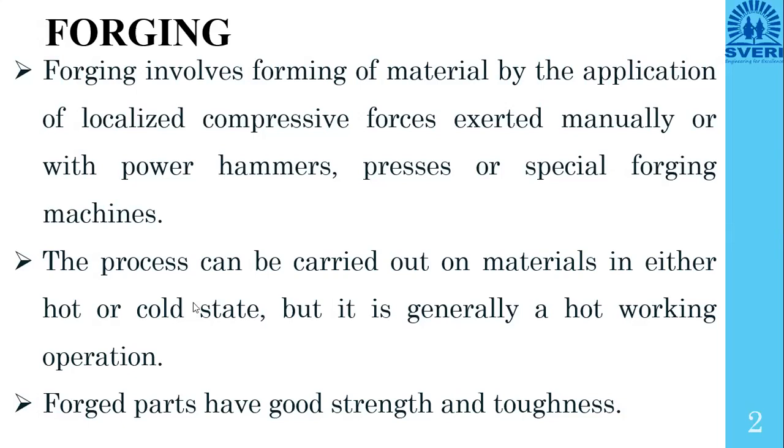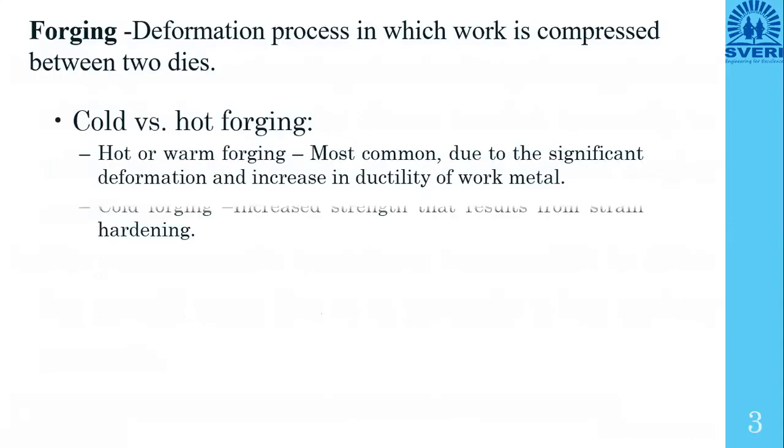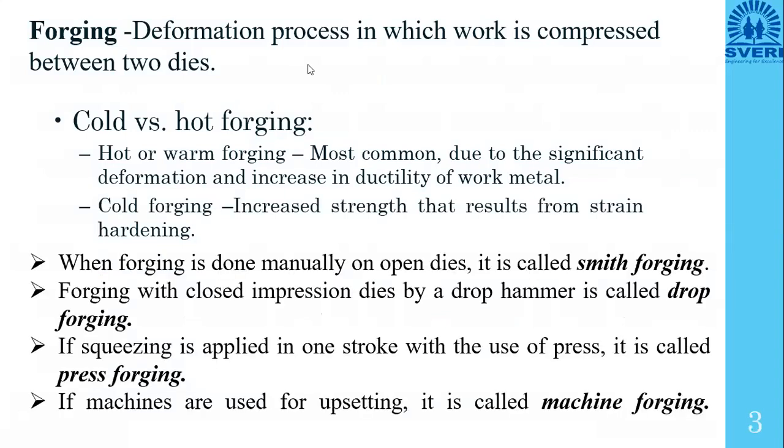So if I have that particular diagram, I will show you. Okay, in forging, deformation takes place in which the work is compressed between two dies. Hot forging versus cold forging. Hot or warm forging is most common due to significant deformation and increase in the ductility of the work material. Cold forging increases the strength that results from strain hardening. So that we have discussed.